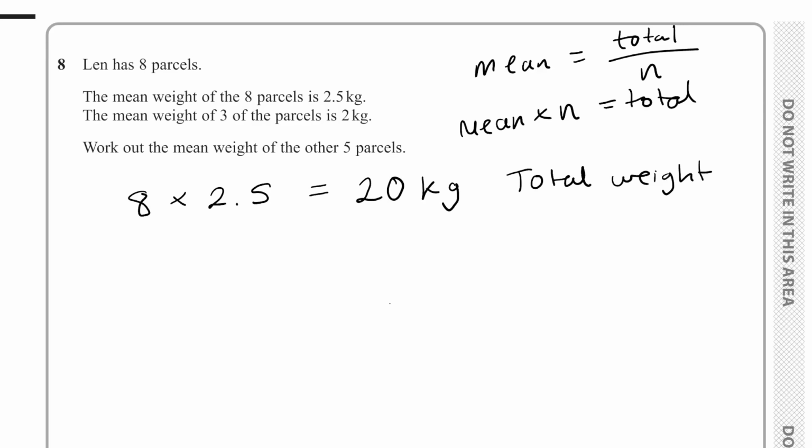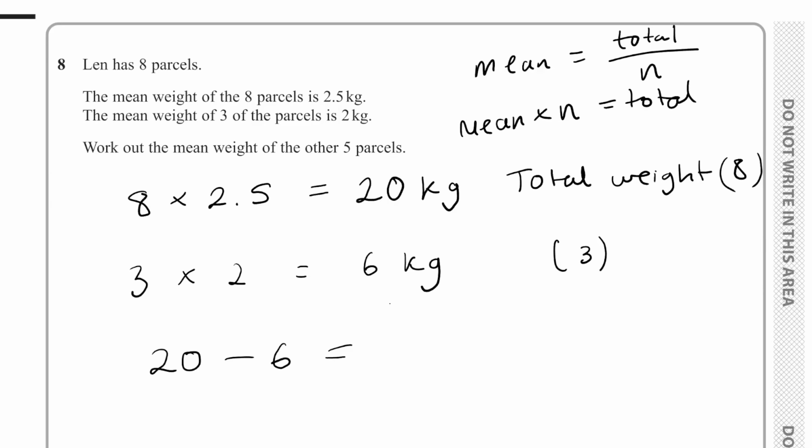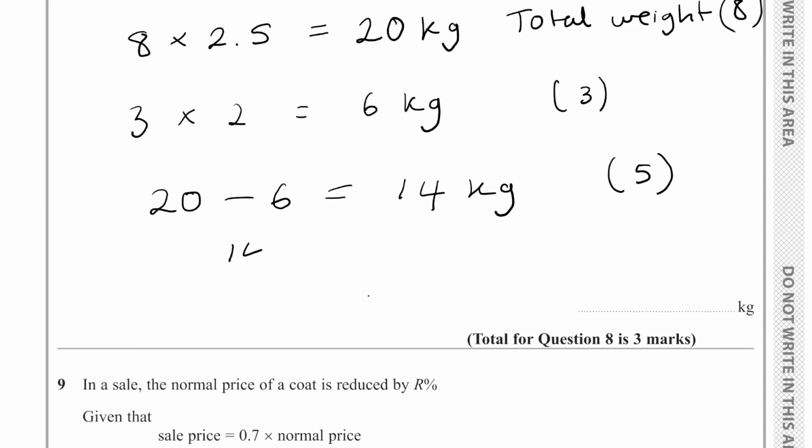of the 8 parcels. The mean weight of 3 of the parcels is 2 kilograms. So 3 times 2 is 6. So 6 kilograms is 3 of the parcels. So the other 5 weigh 20 take away 6, which is 14 kilograms. So that's what 5 of them weigh. We need to know the mean weight of those 5. So the total divided by 5, and that's the same as 28 over 10, which is 2.8 kilograms.